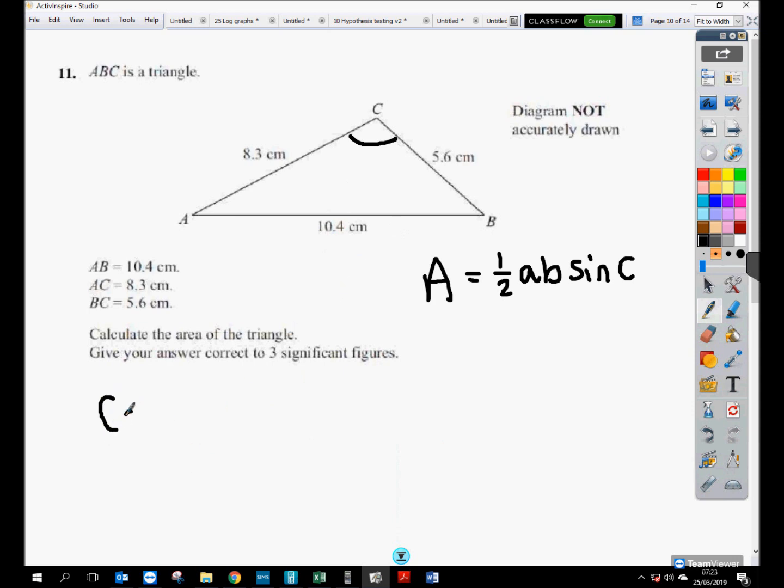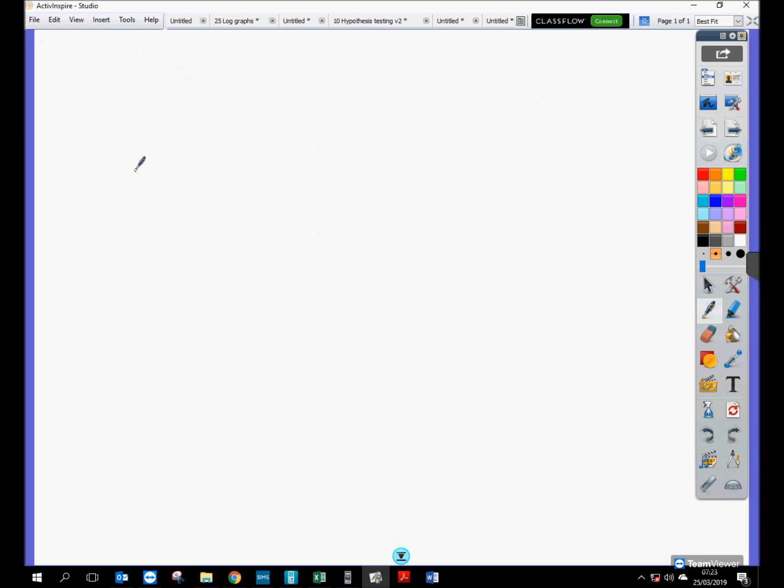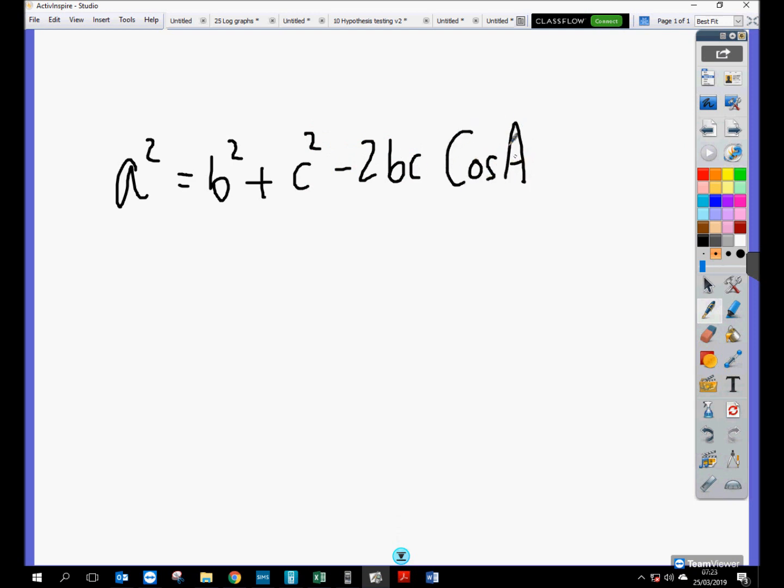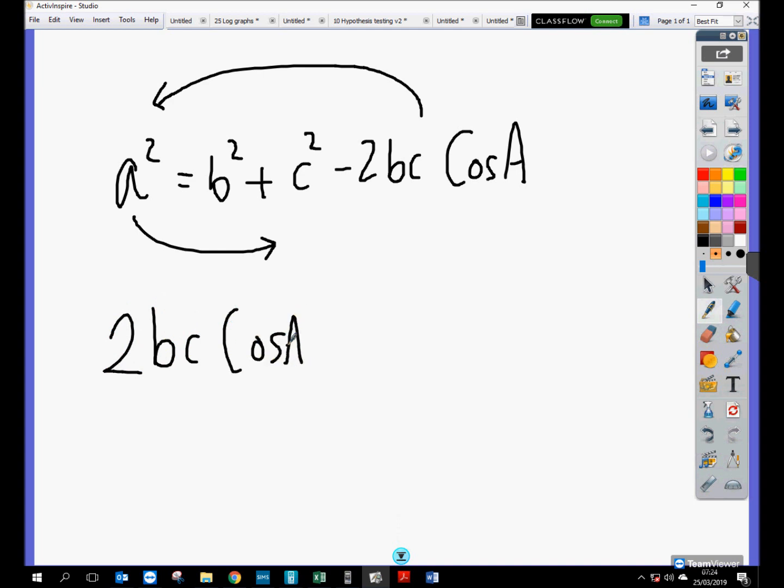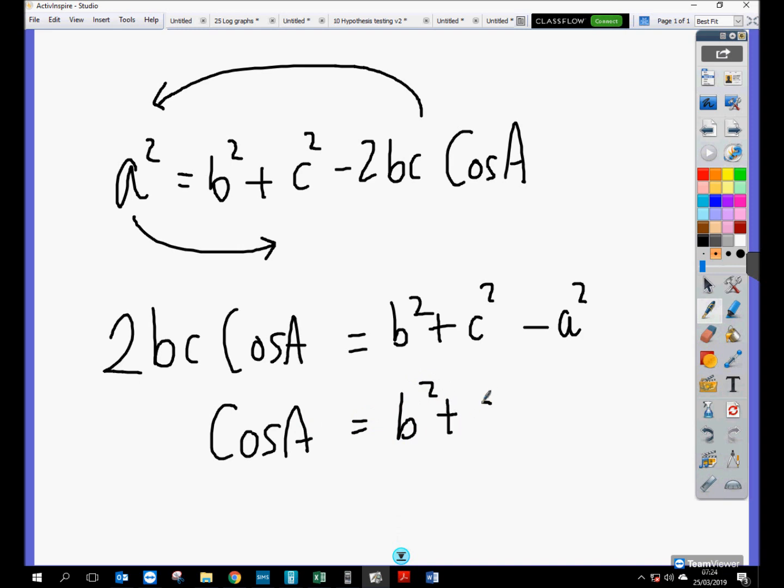How am I going to work out the angle? Well, cosine rule. Three sides, one angle, cosine rule. There is a cosine rule for working out angles. It is a rearranged version of the one on the formula sheet. The one on the formula sheet is a squared equals b squared plus c squared minus 2bc cos capital A. What I want to do is make cos A the subject. So I'm going to do a bit of shifting around with this formula, and I want to make cos A the subject. So it's going to be 2bc cos of capital A is equal to b squared plus c squared minus a squared, and I divide that by 2bc. It's all over 2bc.